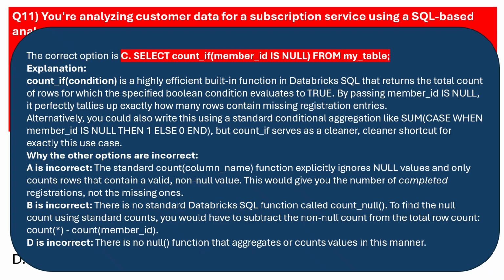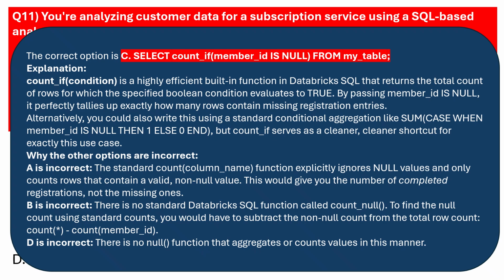Why the other options are incorrect. A is incorrect. The standard count column_name function explicitly ignores null values and only counts rows that contain a valid, non-null value. This would give you the number of completed registrations, not the missing ones.